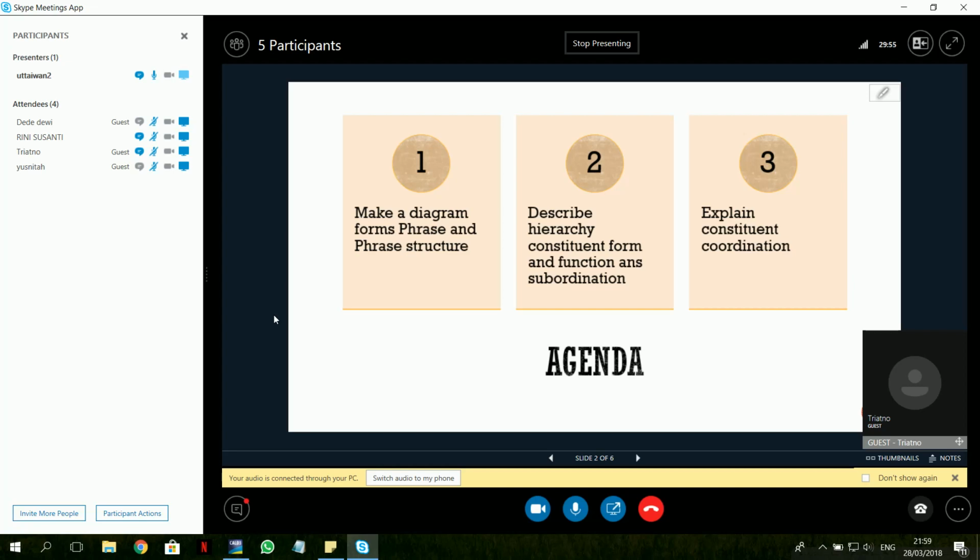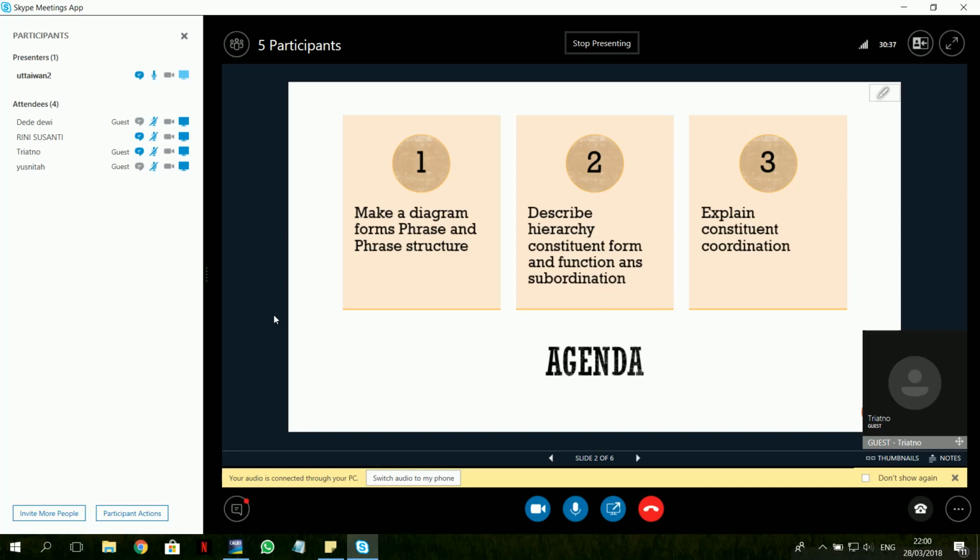Then the verb phrase consists of verb, noun phrase, and prepositional phrase. Again, those 2 words are in bracket. It means that it's not mandatory for them to exist. And the prepositional phrase consists of preposition and noun phrase. And the last one is adjective phrase, which consists of adjective and prepositional phrase. And please highlight again, the prepositional phrase is in the bracket. It means that it is not mandatory to exist.